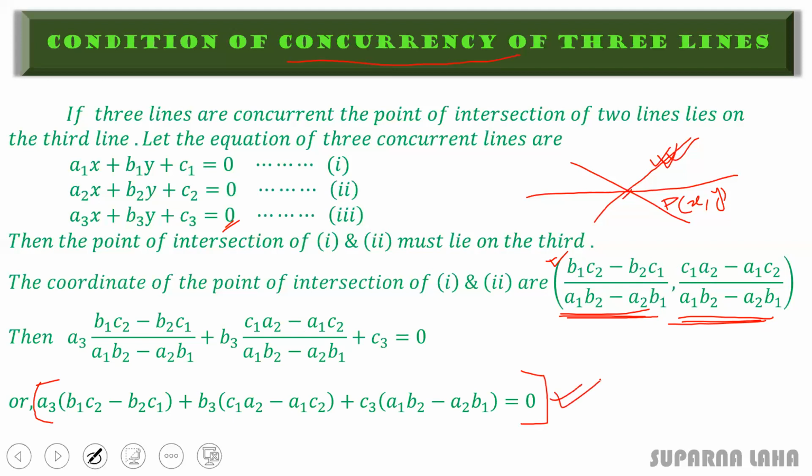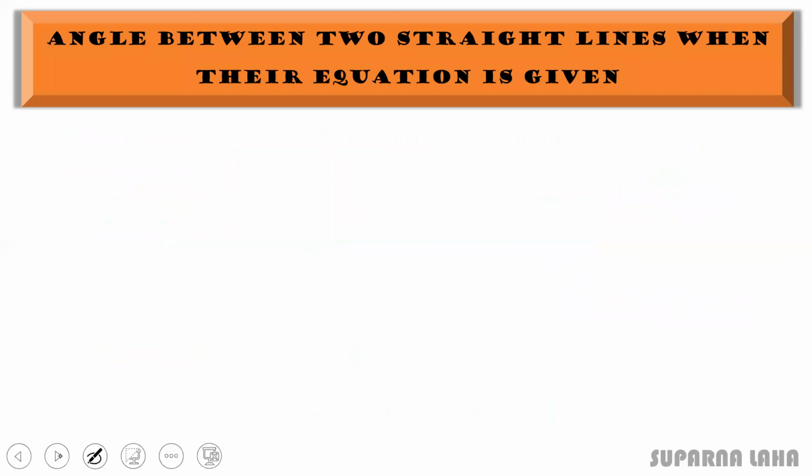That is, the three lines are passing through a single point and whose coordinate is given by this. Okay, so this is the condition for concurrency. Now, moving to the next topic, which is the angle between two straight lines when their equations are given.